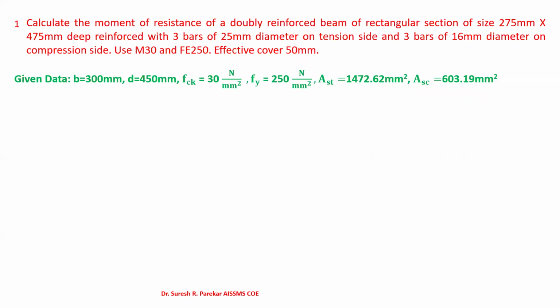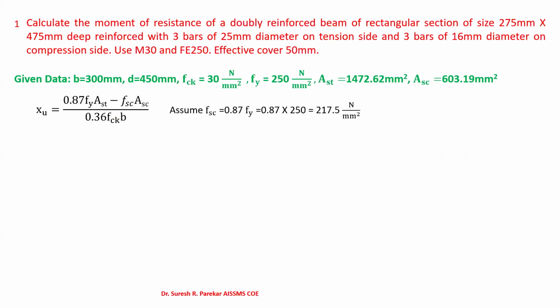In this case, we have to first write the given data. So we have B 300 mm, D 450 mm, fck 30, fy 250, Ast 1472.62, that is of 3 bars of 25, and then Asc we have 3 bars of 16, 603.19. So we will go with this.